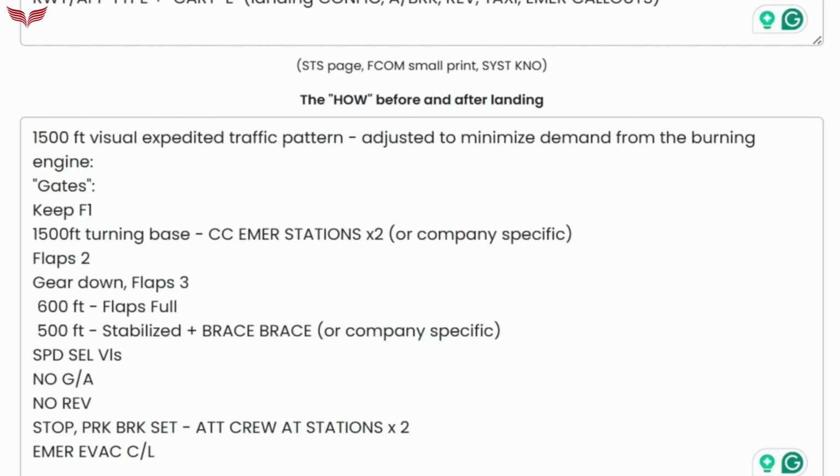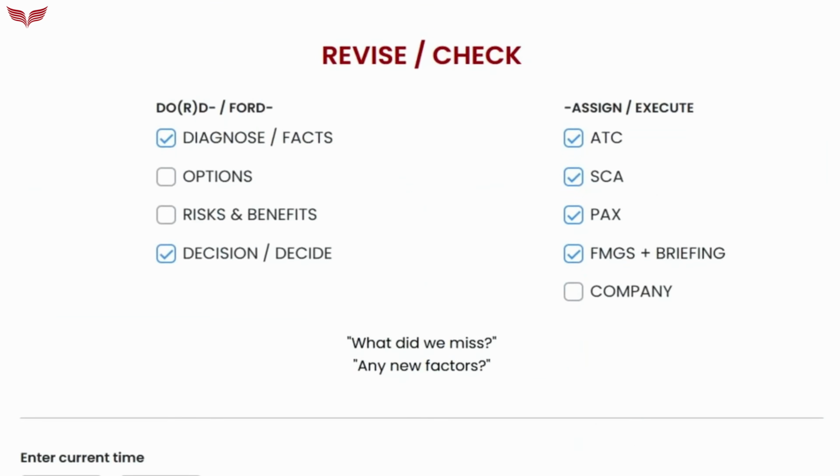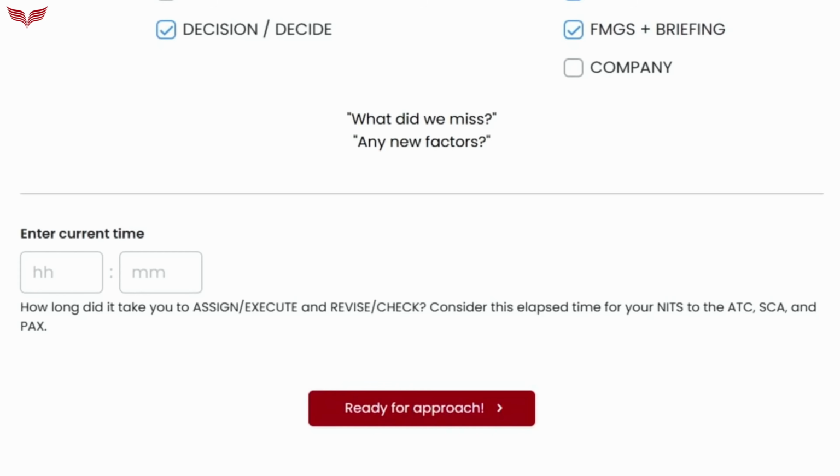Speed is then selected at VLS, and there is no go-around, really, and we do not use the reversers during the landing. Once stopped on the runway, I set the parking brake, call attention crew at stations, and request the emergency evacuation checklist. Company, later, review, diagnose, no change. Options, this is the only one. Decision made, ATC, cabin crew, passengers, informed. FMGS updated, minimum essential briefing completed. What did we miss? Any new factors? How long does this take you to do? Clear to land. After landing, you apply the emergency evacuation in accordance with your company SOPs.